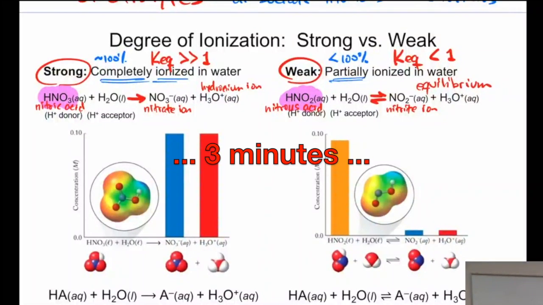So it'll dissolve into the water easier. I think it's because oxygen is really electronegative. The oxygen is more electronegative. So why does that make a difference?